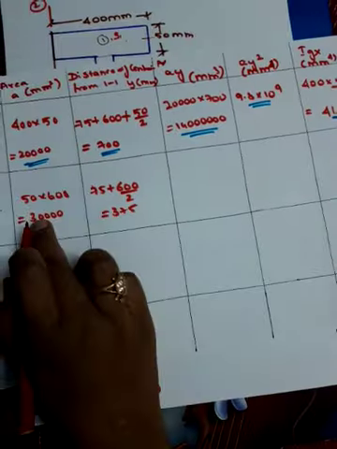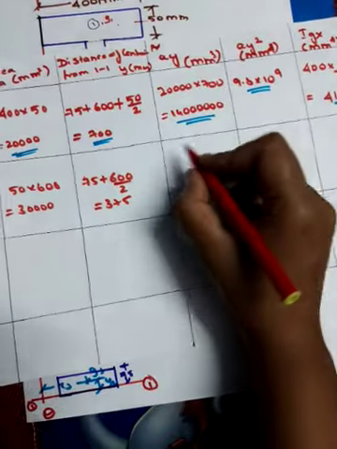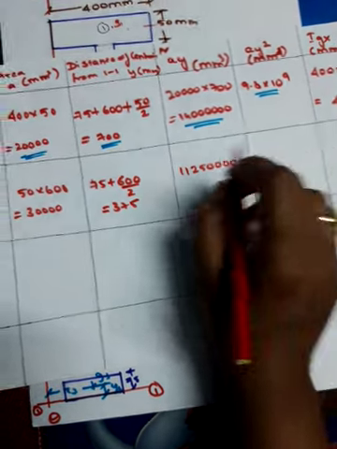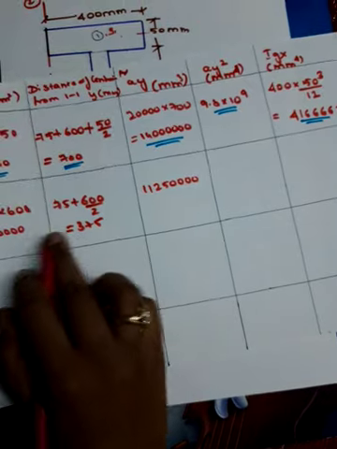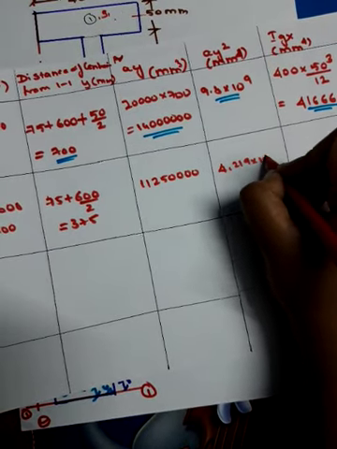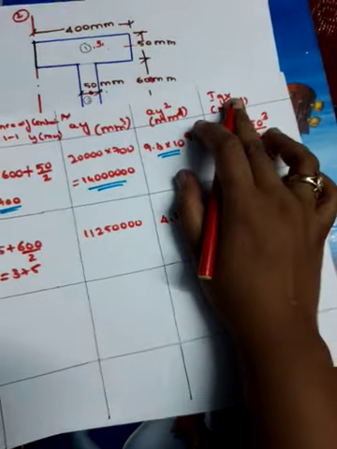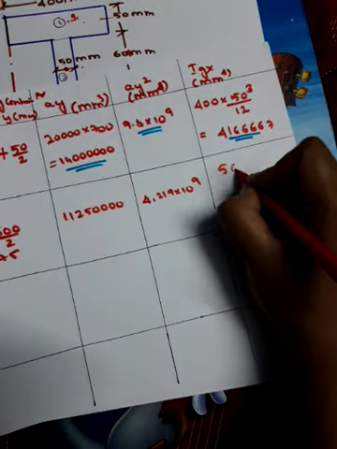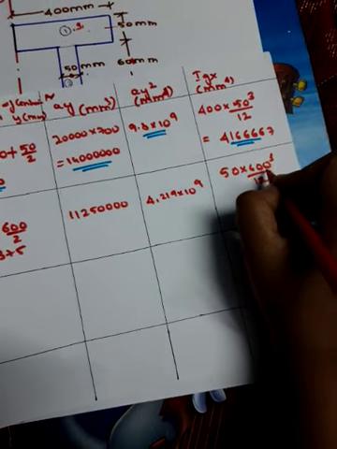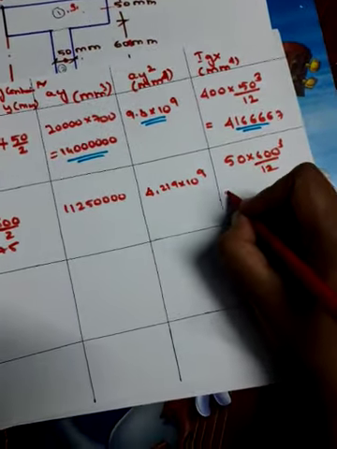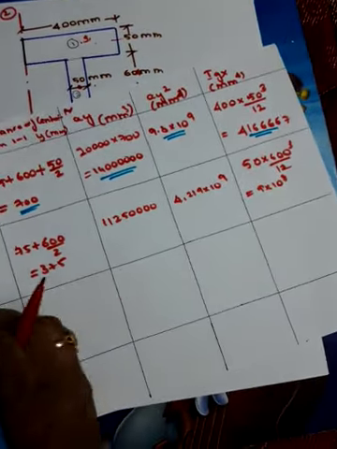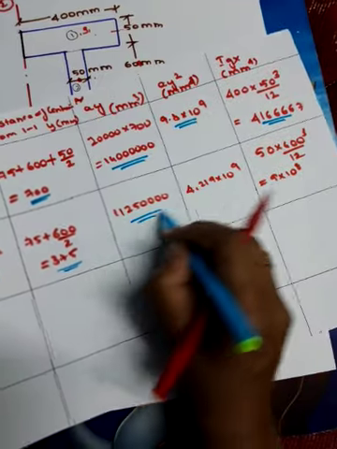So A into y, this multiplied by this, is 1125000. Then A into y square will be 4.219 into 10 to the power of 9. Then Igx would be BD cube divided by 12. B is 50, D is 600, so it will be 9 into 10 to the power of 8. So these values we are going to consider.